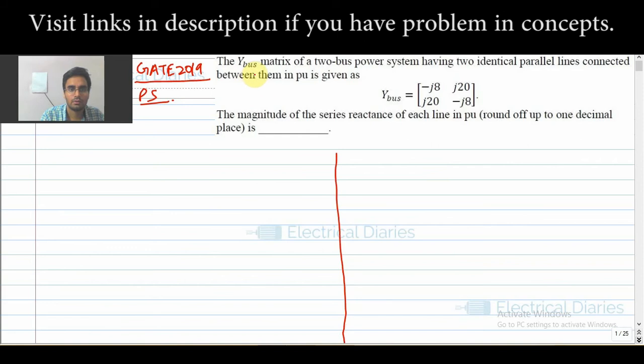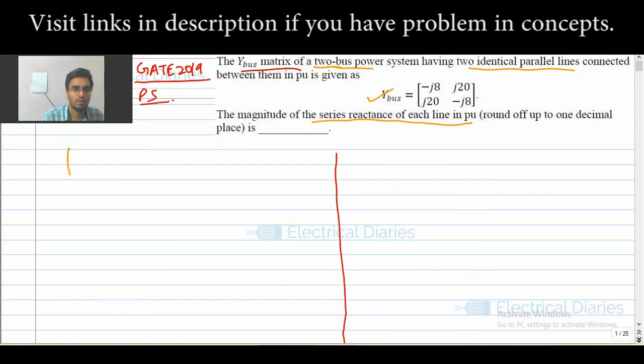So let us start with this question. It's given a Y bus matrix of a 2-bus power system. Okay, there are only 2 buses with 2 identical parallel lines connected between them. The Y bus is given to us as this. He is asking the magnitude of the series reactance of each line in per unit.